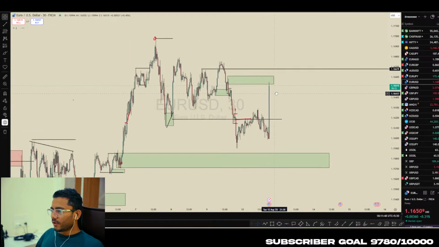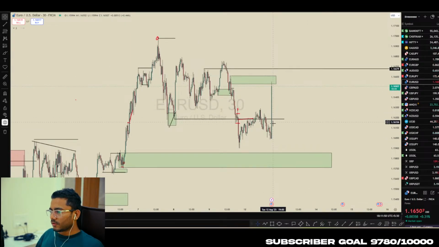Euro USD has tapped our order block, but in this news, it can continue. So we want price to create some kind of structure. Then only we look for the sell side.